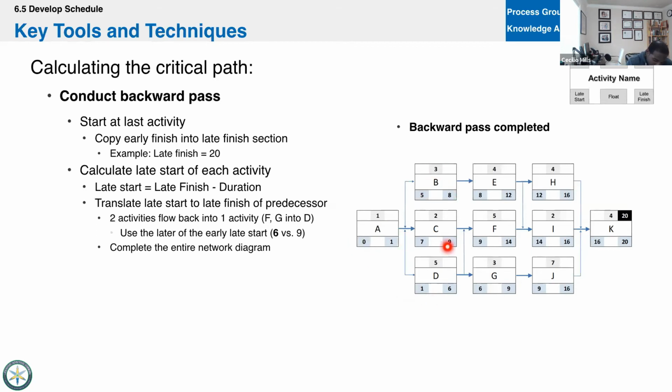Okay, so we do it all the way back. 8 minus 3, 9 minus 2, 6 minus 5. We get our 3 figures. And then now we get to take the smallest number, right? Because for activity A, all 3 of these are successors. So we take the smallest number, and then 1 minus 1 is 0.